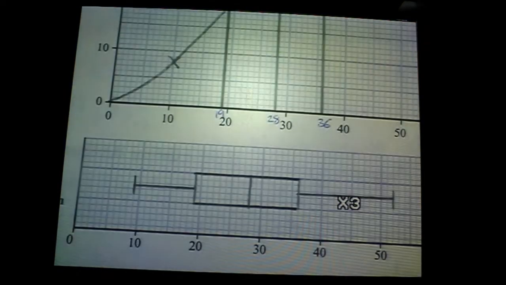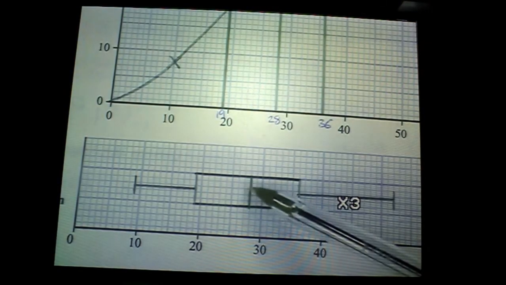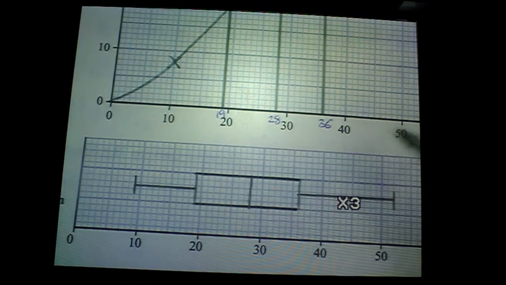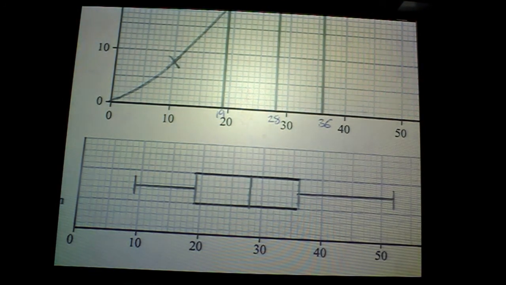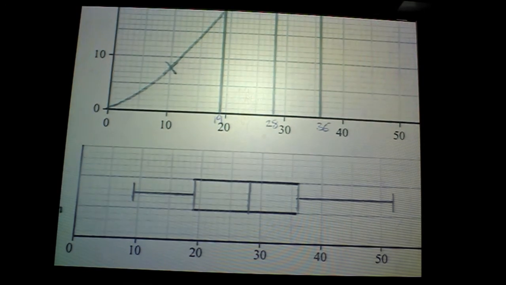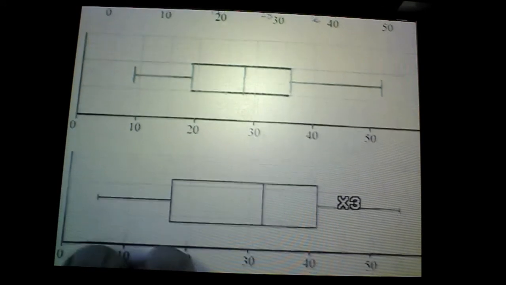So it's these things that help to make up this. So the median is 28, which goes in there. Lower quartile, 19. Upper quartile, 36. So there is your box plot. You get 3 marks for that. You've got to then compare these 2 box plots together.